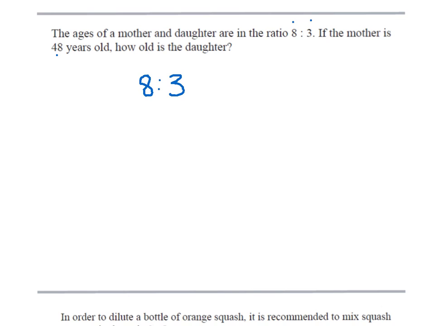So it says that the mother is 48 years old, so we know that this 8 represents 48. So all we've got to do is work out what that 8's been multiplied by to turn it into 48, which is 6. Again, if you're not sure, 48 divided by 8 will give you that 6. So if I want to find out how old the daughter is, all I need to do is multiply it by 6. So 3 times 6 is 18. And that is that question answered.